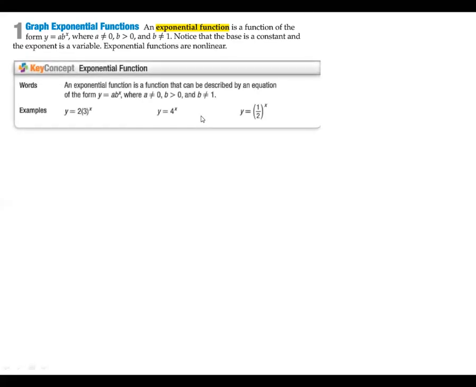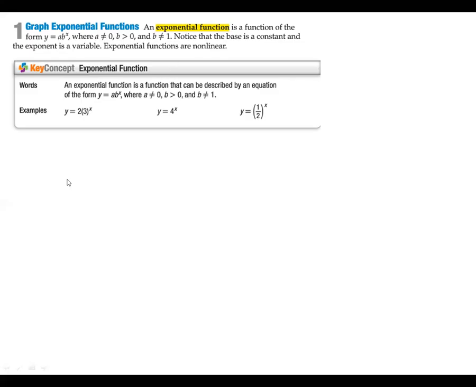Notice that the base of the exponent is a constant. That's what b is. And the exponent is the variable. Exponential functions are nonlinear. Remember, linear has the word line in it. So if it's nonlinear, that means the graph does not end up being a line. So an exponential function is a function that can be described by an equation of the form y equals a times b to the x, where a is not 0, b is positive and not 1.